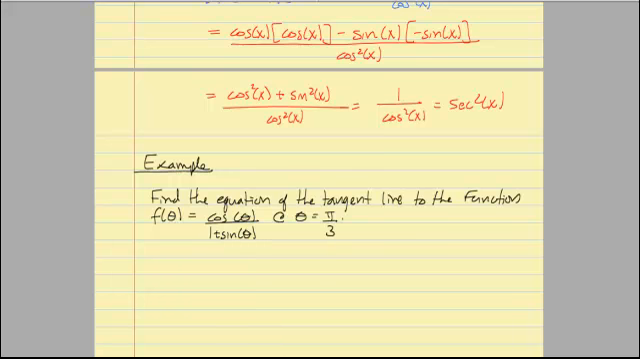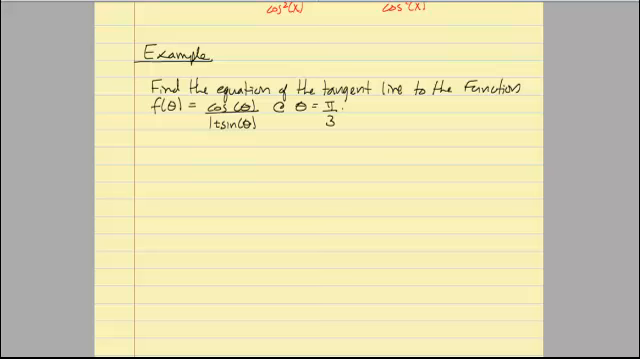To write the equation of a tangent line, we need two things. We need a point and a slope. So the point, it looks like we have a good idea already. We already know the value for my x value or my theta value. Now I need my output value, or f of theta. So what I need to do is plug in pi over 3 here to figure out what this other point is. So this other point is f of pi over 3.